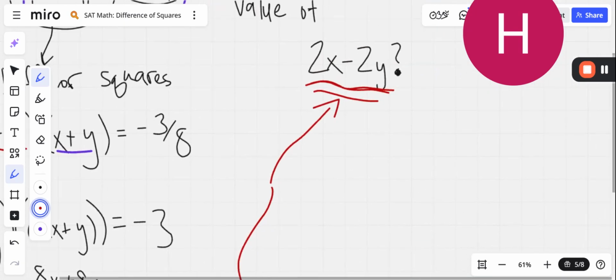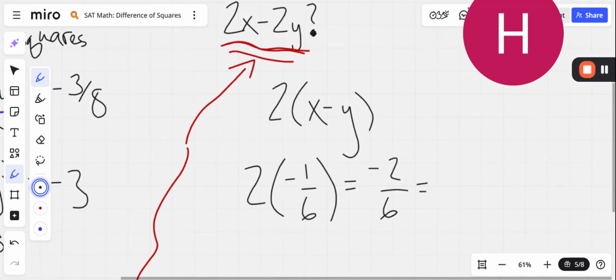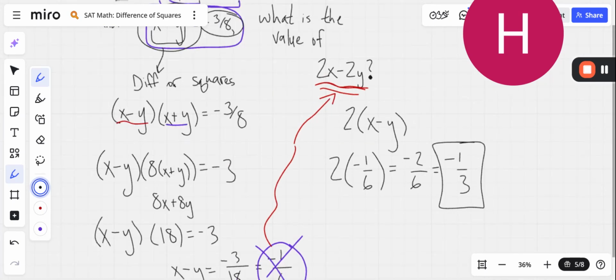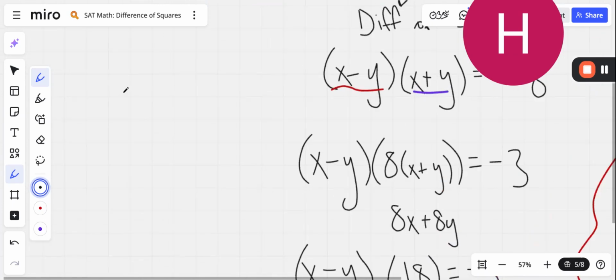We need to ask ourselves, what is 2x minus 2y? Well, that should be the same as 2 times x minus y, which is 2 times negative 1/6, or negative 2/6, which is negative 1/3. Okay, so a little tricky fraction work there. As I said, there are multiple ways to do it. I'll show you another way to do it, actually.